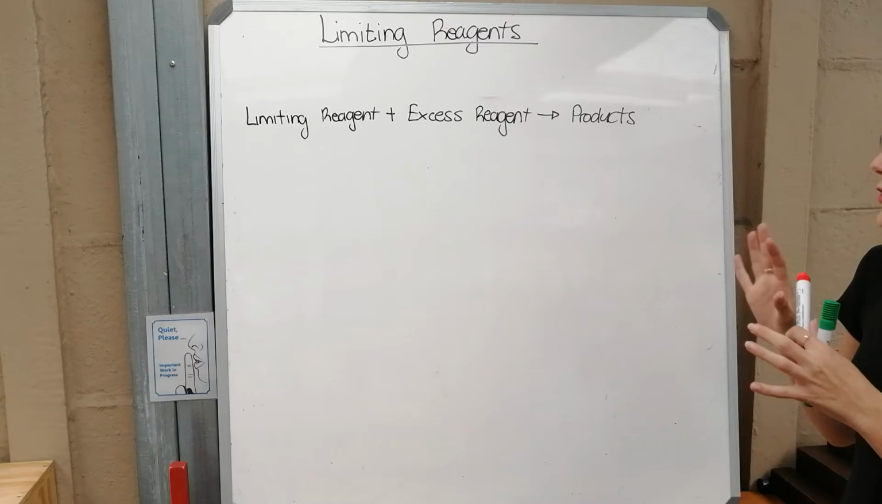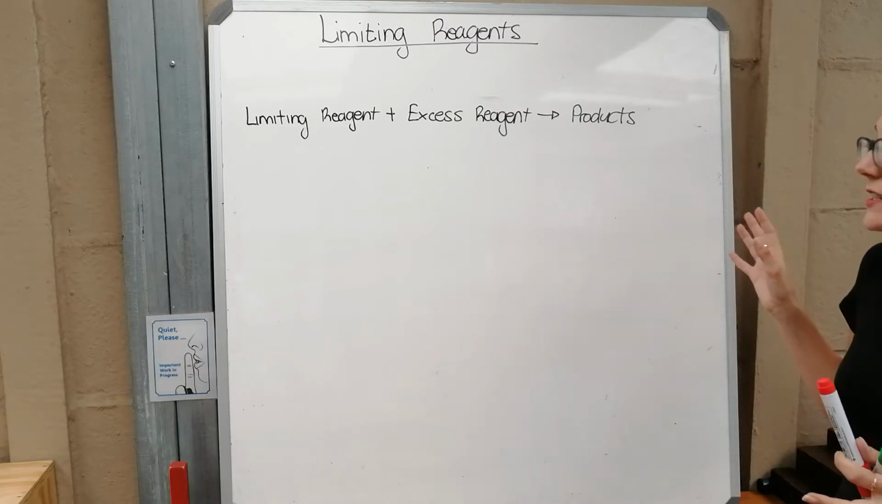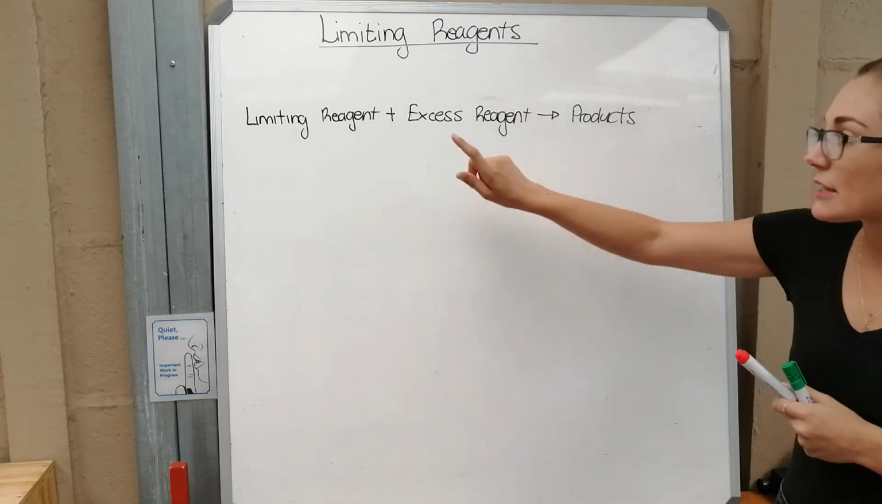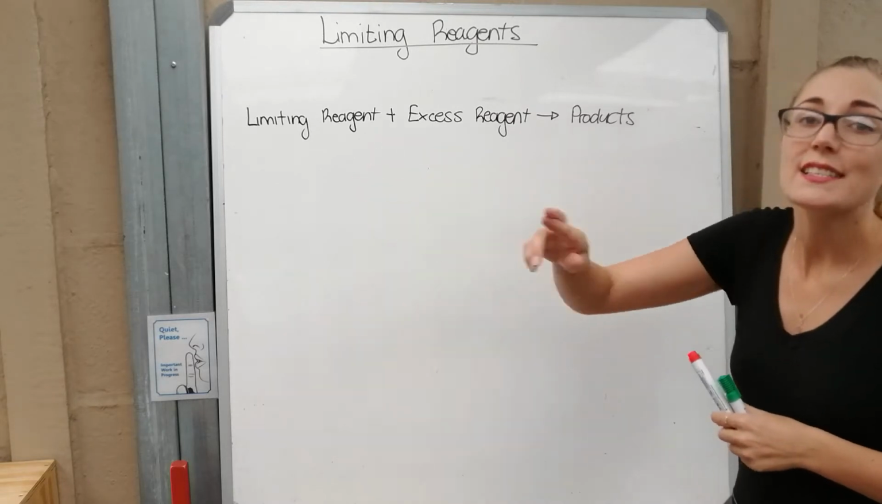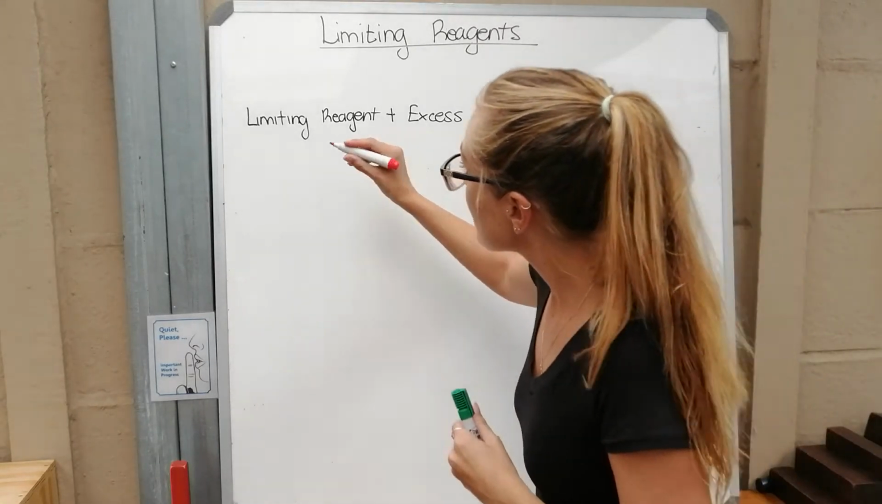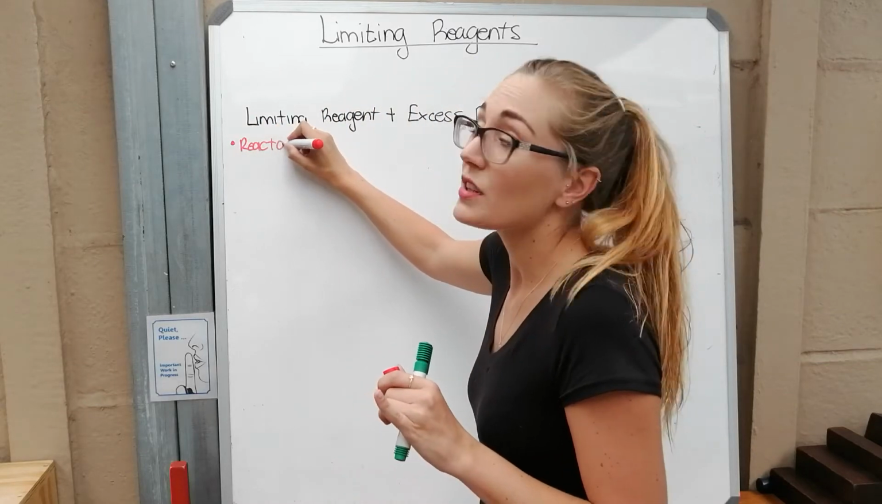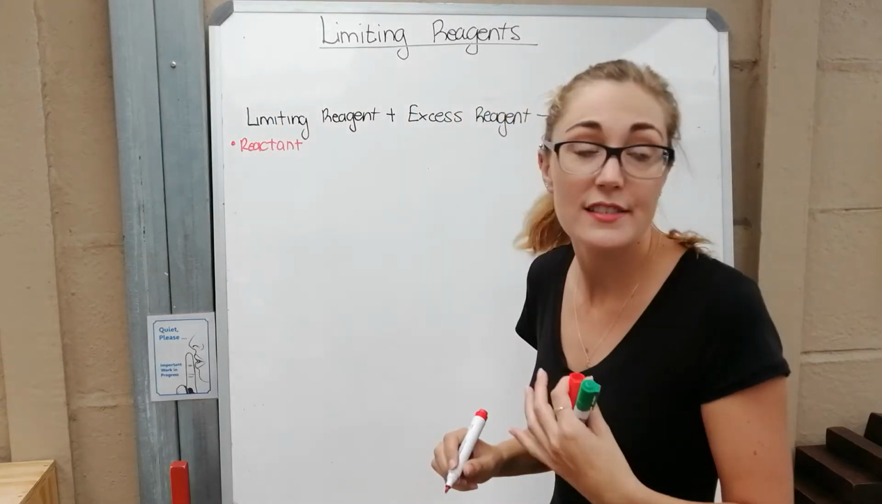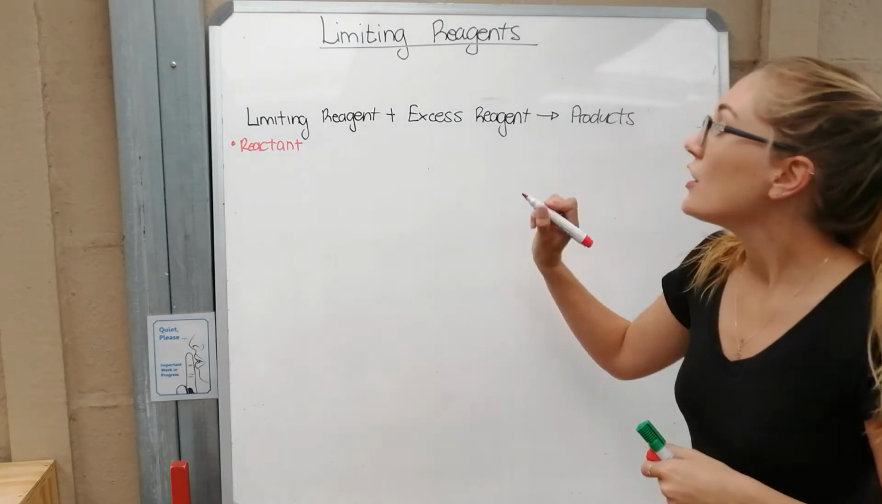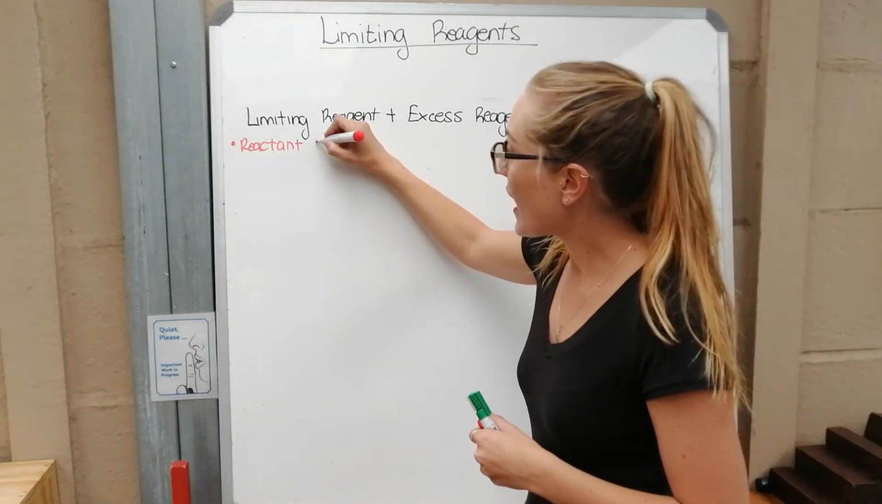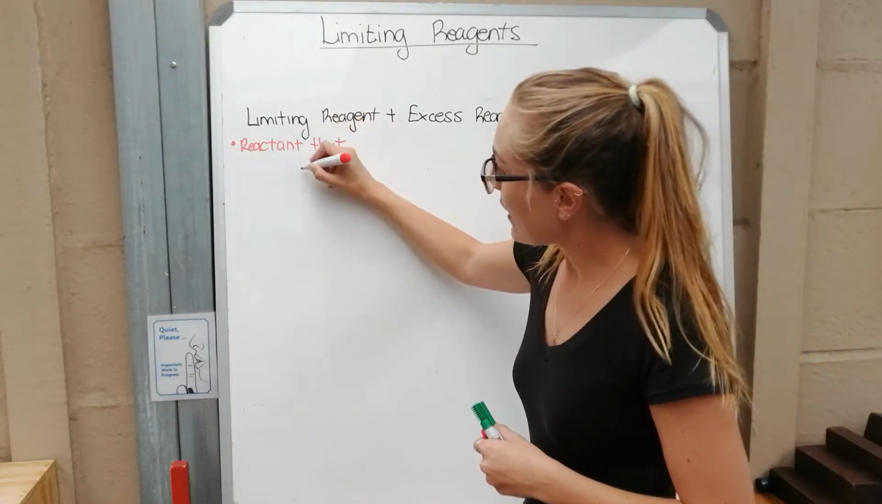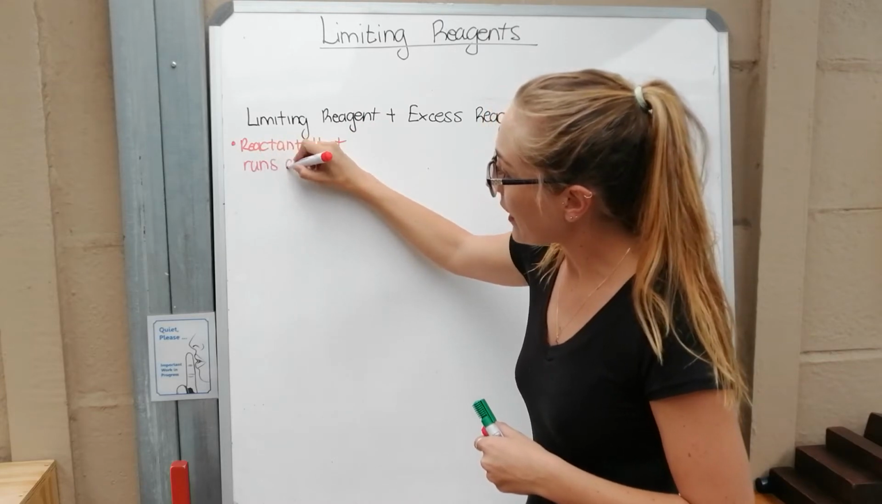But for now, just a few sort of definitions, how to understand what's going on here. Your limiting reagent, and your formal definition is in your notes, but your limiting reagent, this is the reactant or reagent. That's a good point. Reagent is just a fancy way of saying reactant, okay? So your limiting reagent, this is the reactant that runs out first, okay?